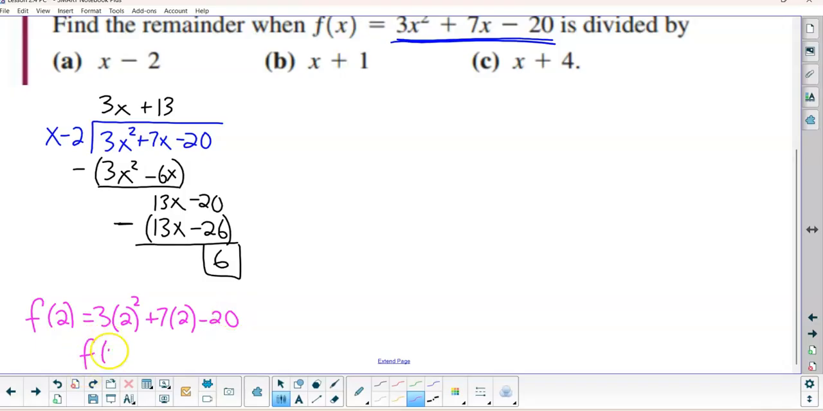And so if you put 2 into the function, that's going to give us 4 times 3 is 12, plus 14, minus 20, which gives us 6. You can see this yields the exact same answer.